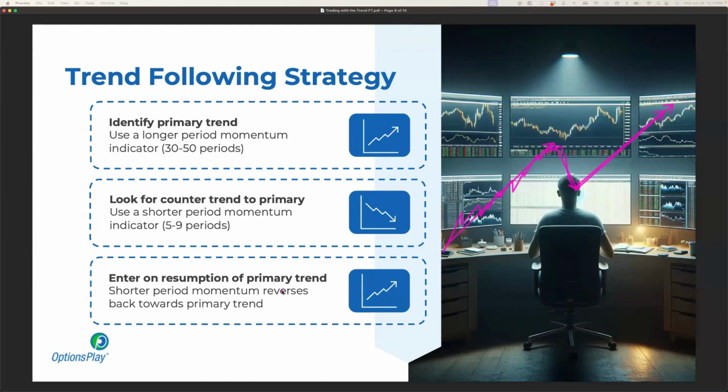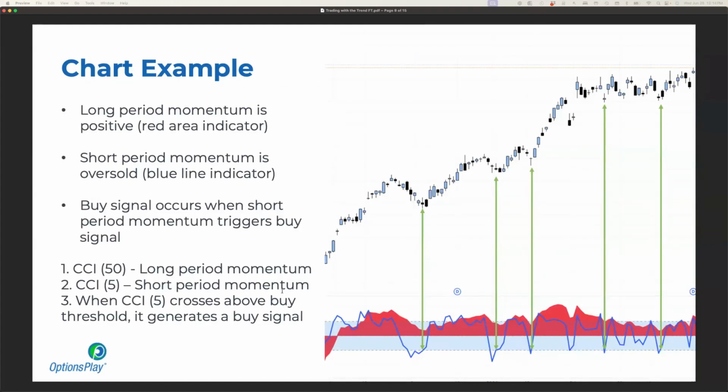Now let's break down how you actually go about doing it, what specific indicators to use, what parameters to use in order to capture this specific move. So what I'm going to teach you is the specific set of indicators that I learned 17 years ago to identify this specific trading setup. And it requires two indicators. It uses the exact same indicator, but using two different time frames. So the first one I'm going to use is a long period momentum indicator. That's depicted with a red histogram.